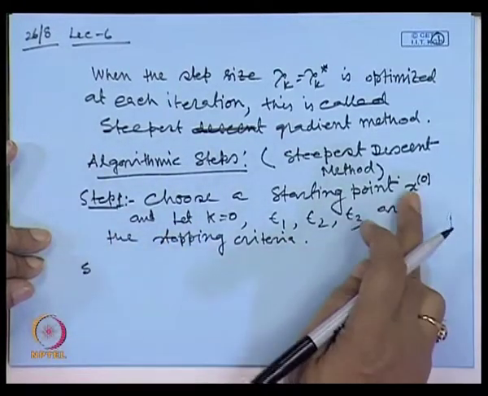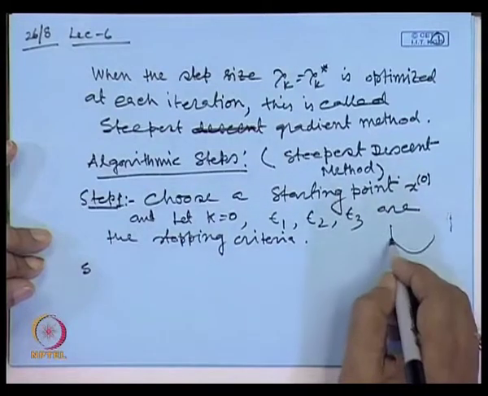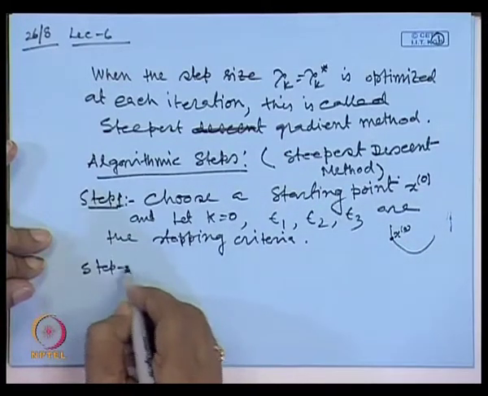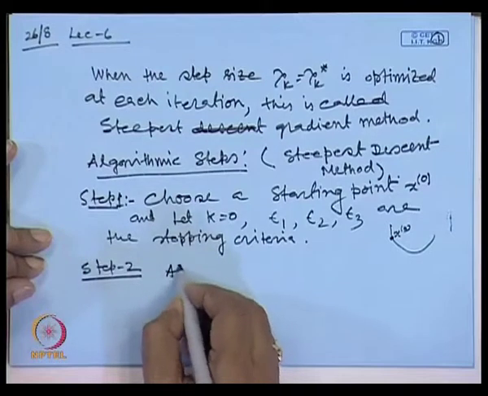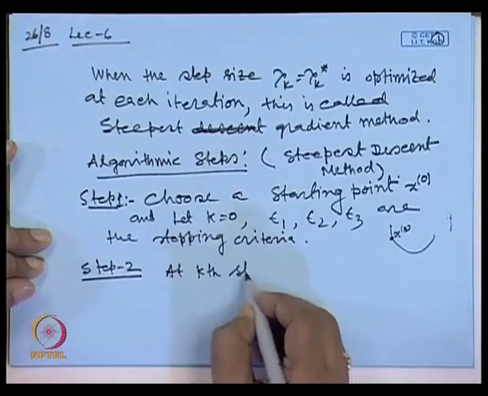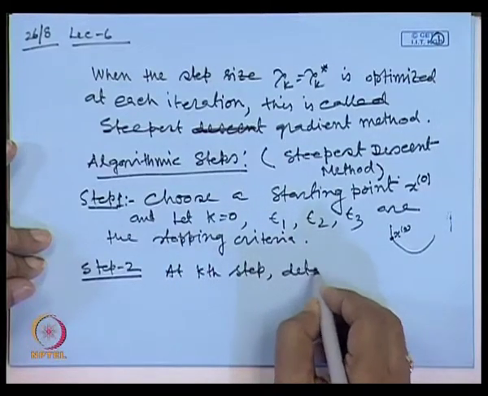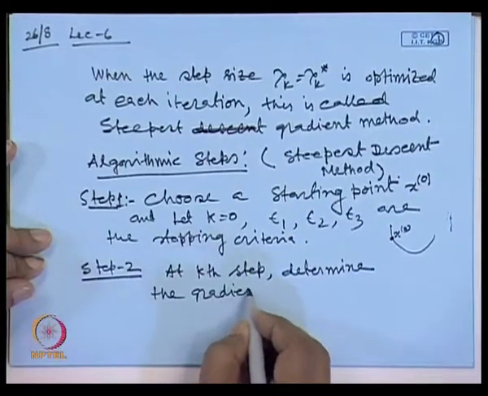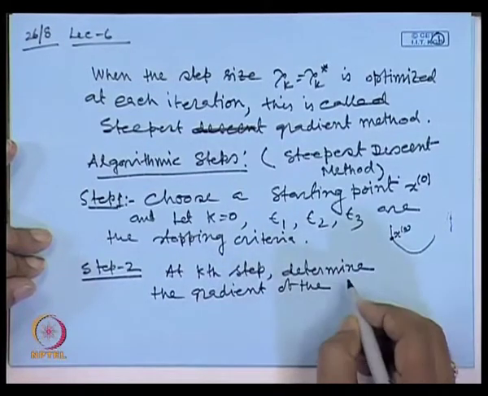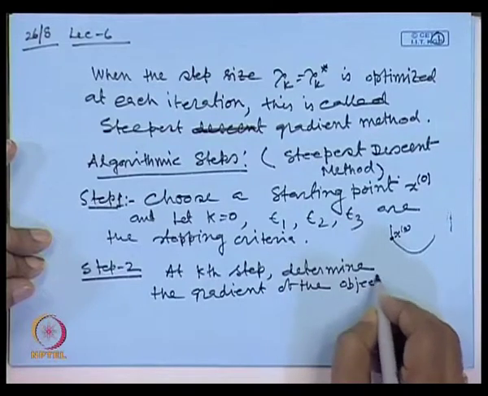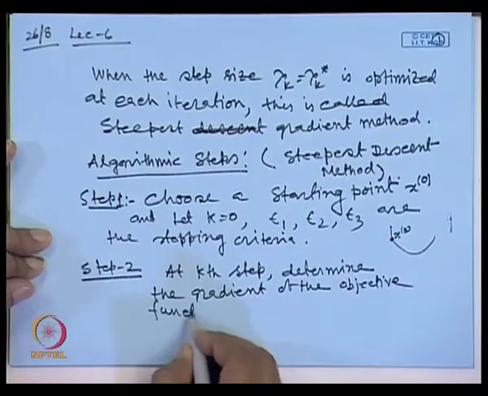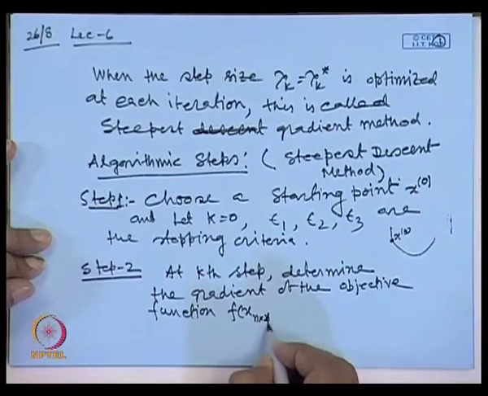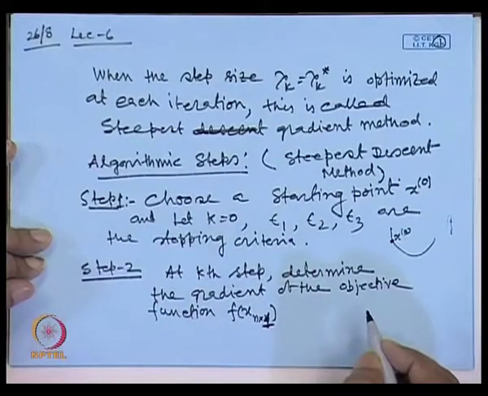Once you know this point x superscript 0, at this point you find out the gradient. Step 2: at the kth step in general, determine the gradient of the objective function or cost function f, which is a function of n cross 1 variables.